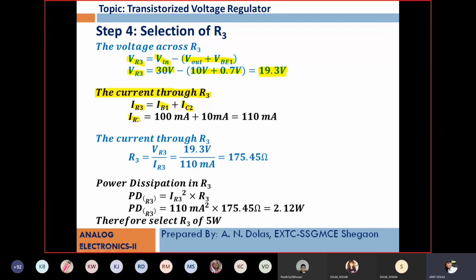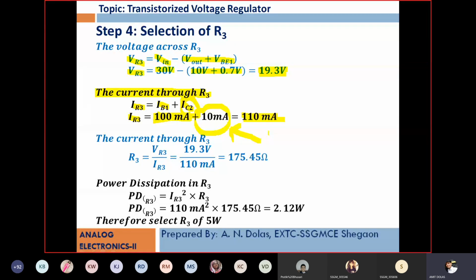What is IB1? We already calculated. It is 3 ampere divided by beta, which we did earlier, 30. So it is 100 milliampere. What is IC2? IC2 we already have chosen, that is 10 milliampere. When we chose the Zener current as 20 milliampere, then we decided that half of the current is passing through RD and half of the current is passing through the collector of Q2. So IC2 is 10 milliampere. So total current passing through R3 will be 110 milliampere.